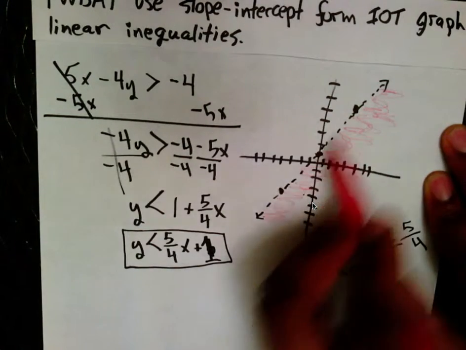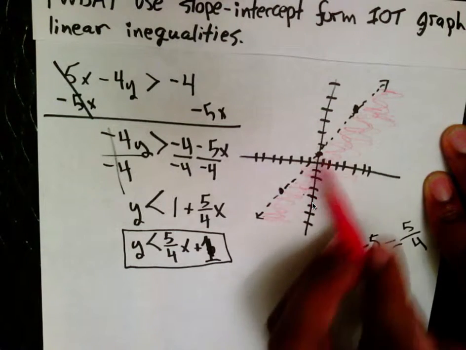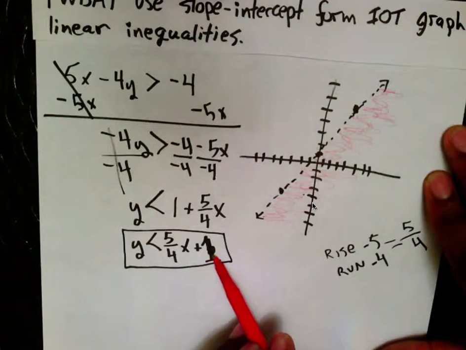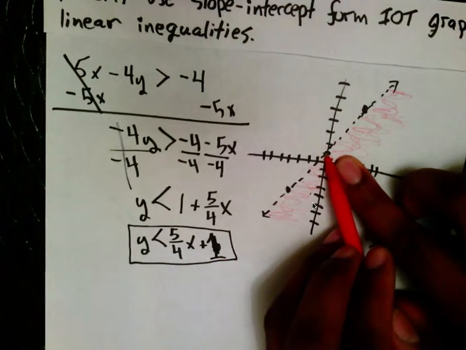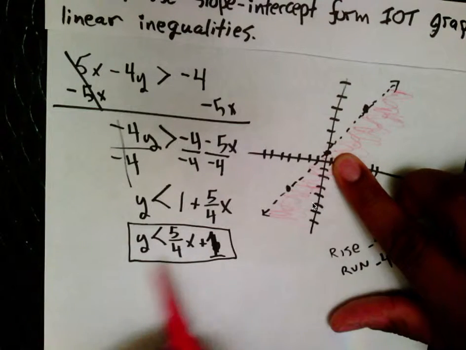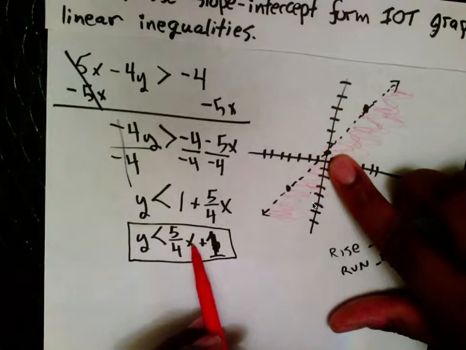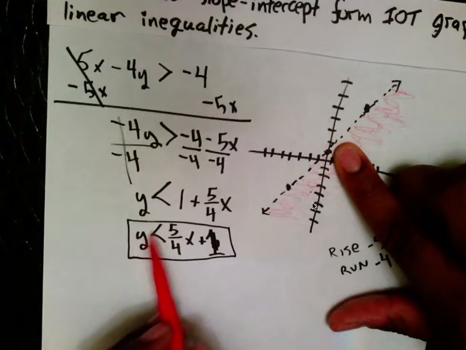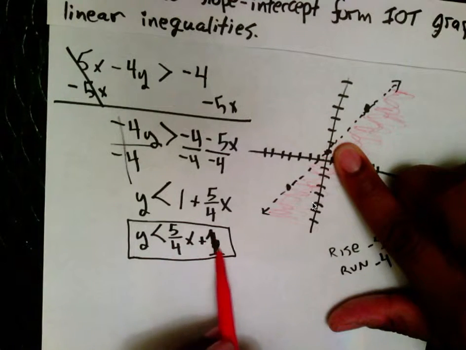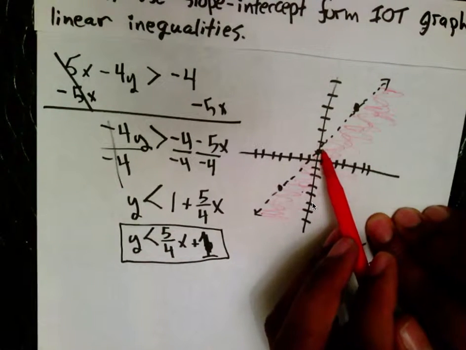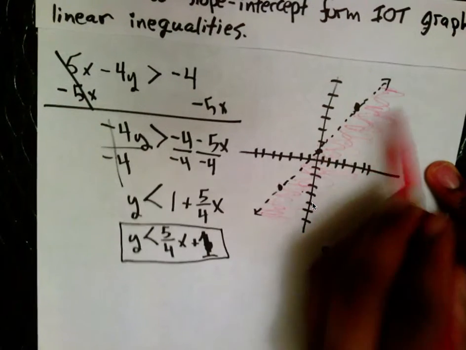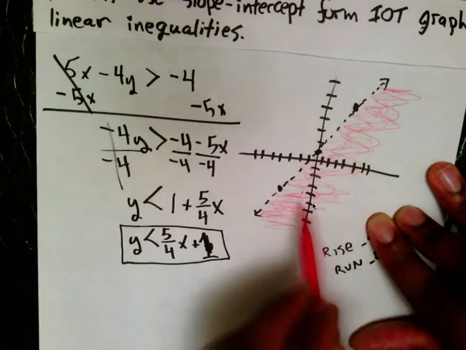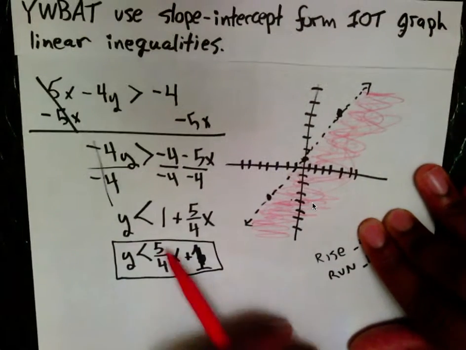So these points are not on the line because they're not less than 5 over 4x plus 1. For example, let's say y is equal to 1, right? Well, if x were 0, y would be equal to 1, but here it says y has to be less than 1. So if we have y equals 1, y is not going to be less than 1. So we shade in anything beneath the line if it's less than.